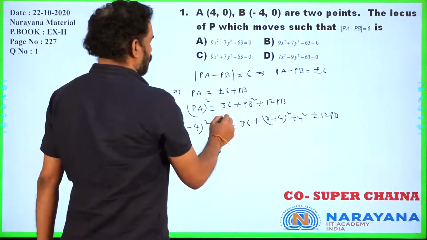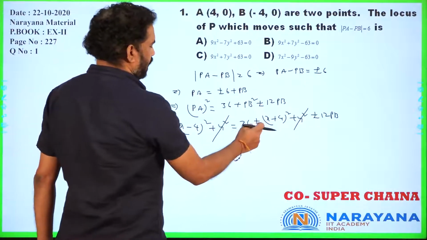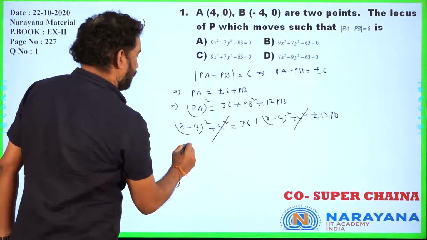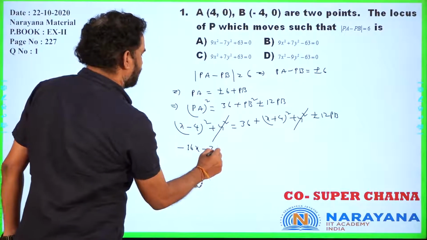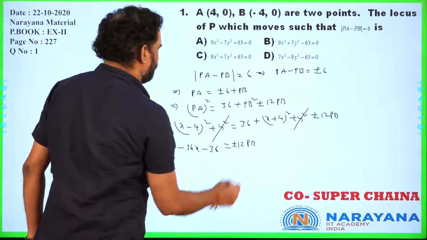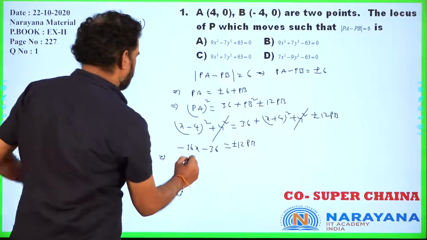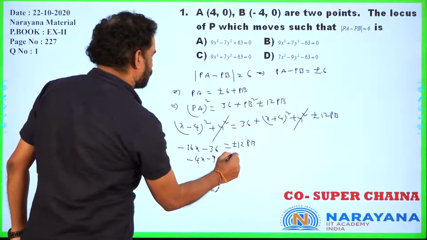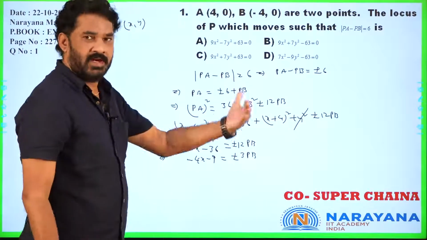Right? So y square gets cancelled. So (x minus 4) whole square, here this is (x plus 4) whole square, (a minus b) whole square minus (a plus b) whole square, minus 16x and minus 36 equals plus or minus 12 PB. So throughout 4 gets cancelled, so then it is minus 4x minus 9 is equal to plus or minus 3 PB. Once again make it a whole square.